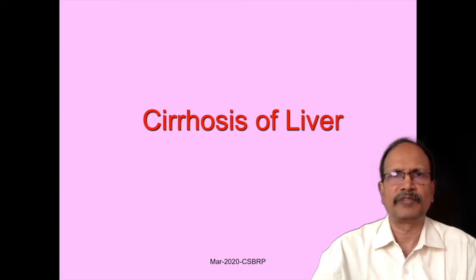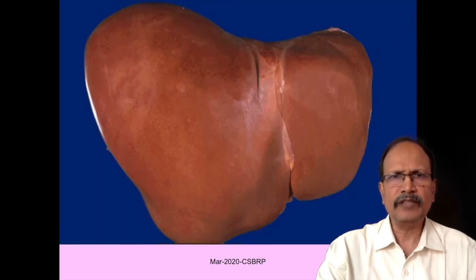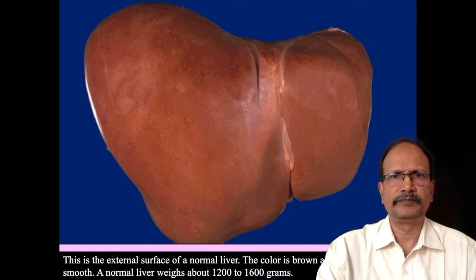I will show you some of the images. By seeing them, you will understand the difference between the cirrhotic fibrosis and the fibrosis that is occurring secondary to localized varieties of inflammation. So this is the normal liver, where you can appreciate the smooth surface and it is brown in color, and you can see the falciform ligament, separating right and left lobes from each other.